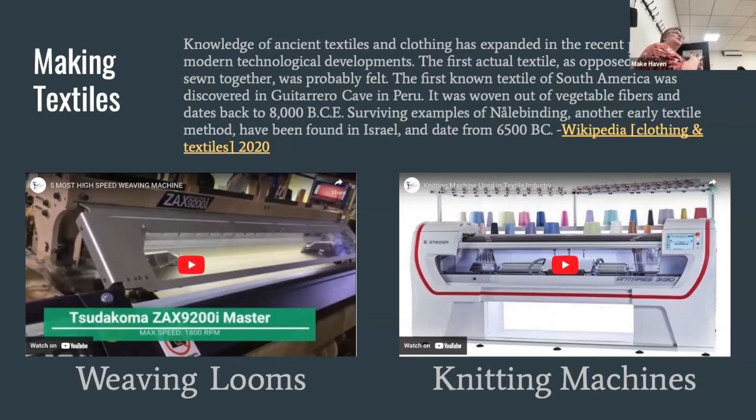The first known sewn textile that we have was from vegetable fibers in South America. And nail binding is another early textile that's often associated with the Nordic countries, but was found in Israel from 6500. So we've been doing this for a really long time, right? Up until the Industrial Revolution, we were doing all of it with our hands. Now, especially for things like weaving and knitting, we have the capability to do all of this on machines.